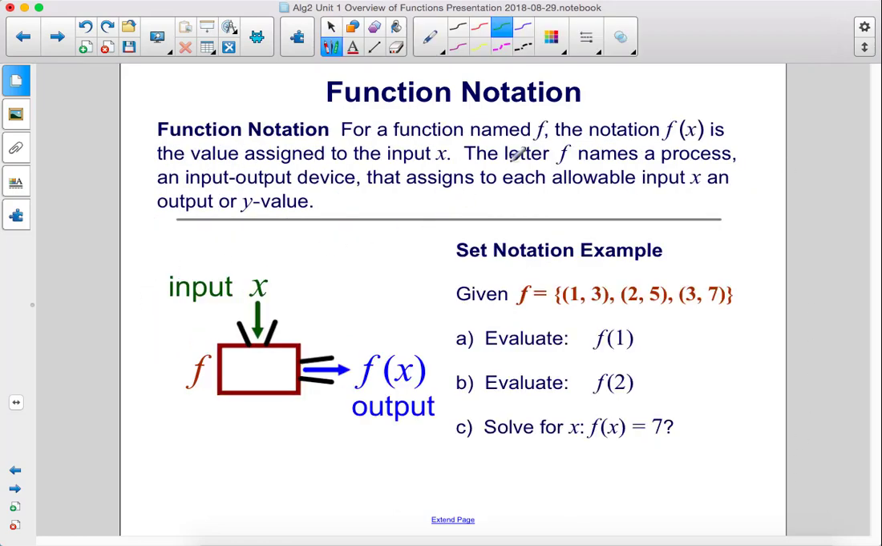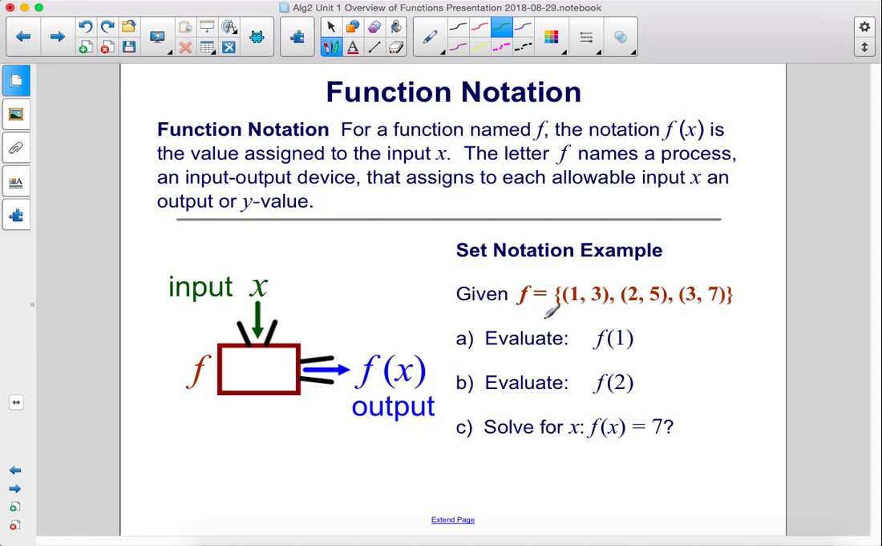For a function named f, the notation f of x is the value assigned to the input x. The letter f names a process, an input-output device that assigns to each allowable input x an output or y value. Here's an example with set notation.